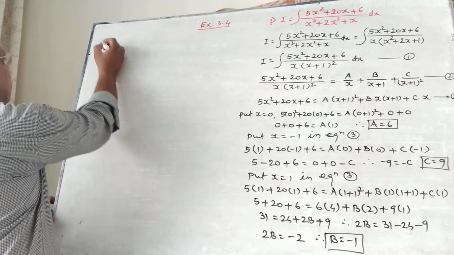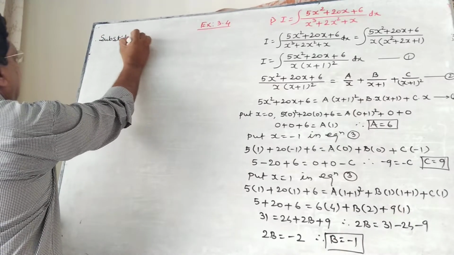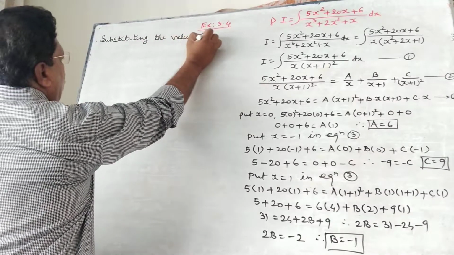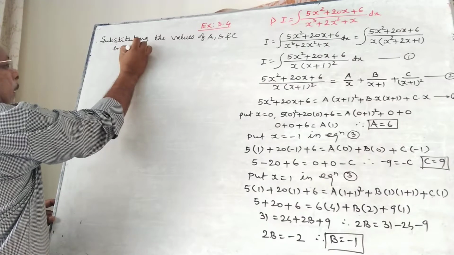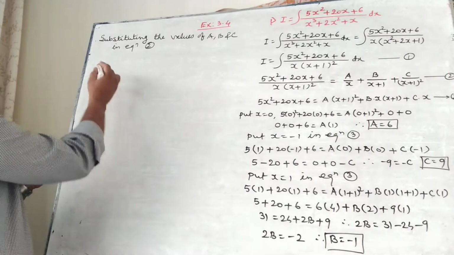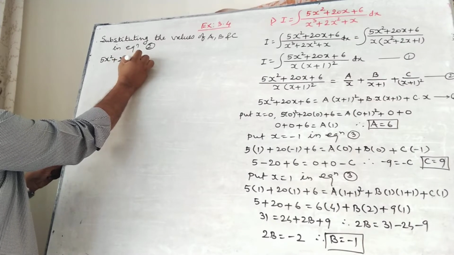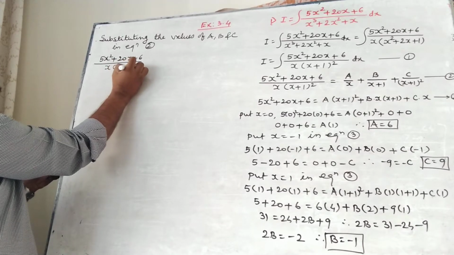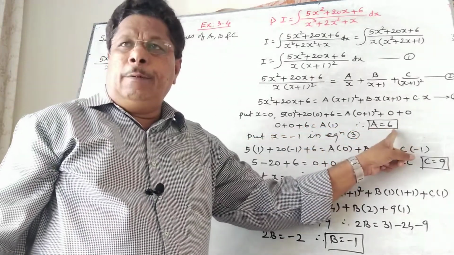Put in equation 2. Substituting the values of a, b and c in equation 2. So equation 2 becomes (5x square plus 20x plus 6) upon x into (x plus 1) whole square is equal to a upon x. What is a? A equal to 6.